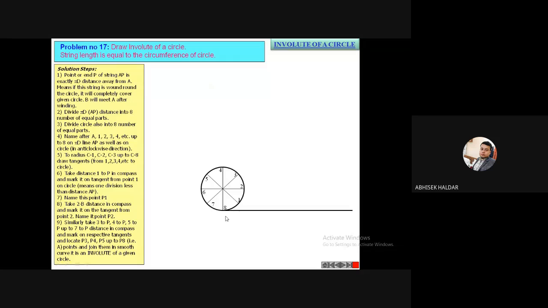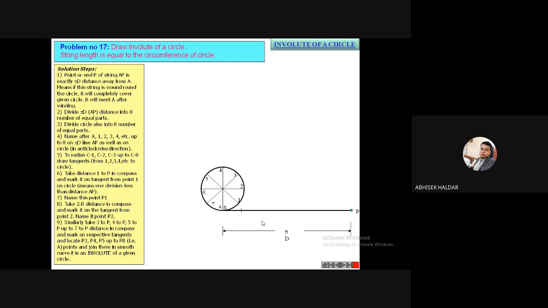Okay, so now that means after drawing this circle from this point 8, draw this perfectly horizontal line. That should make 90 degrees with this vertical line. How long should it be? It should be pi d, because the string length is equal to the circumference of the circle. So this point is A, and this is the end point of the string, and this is P.